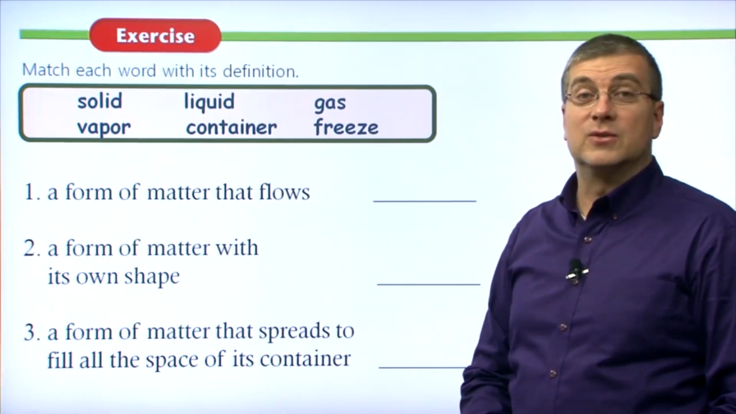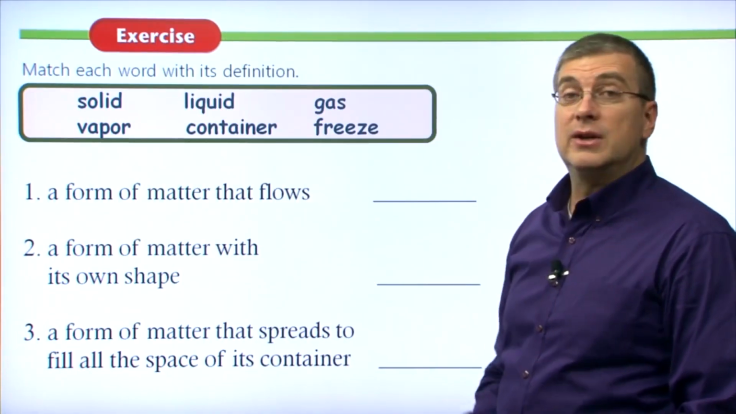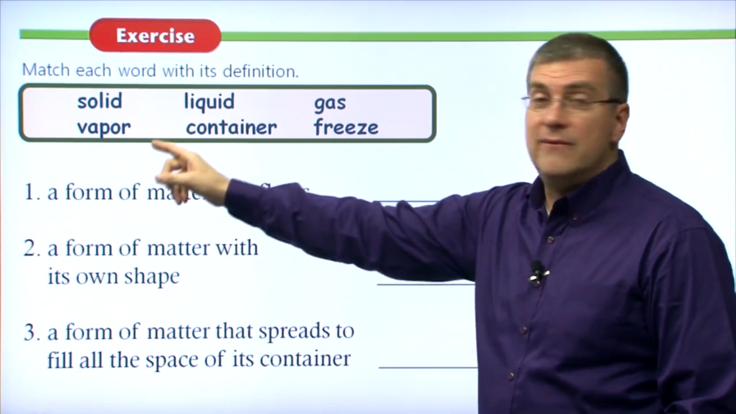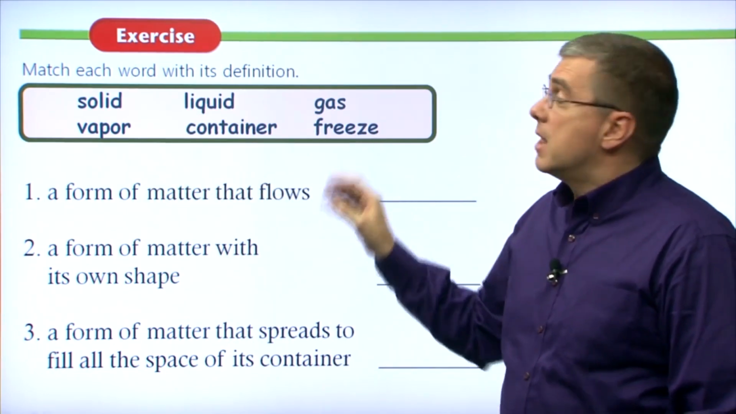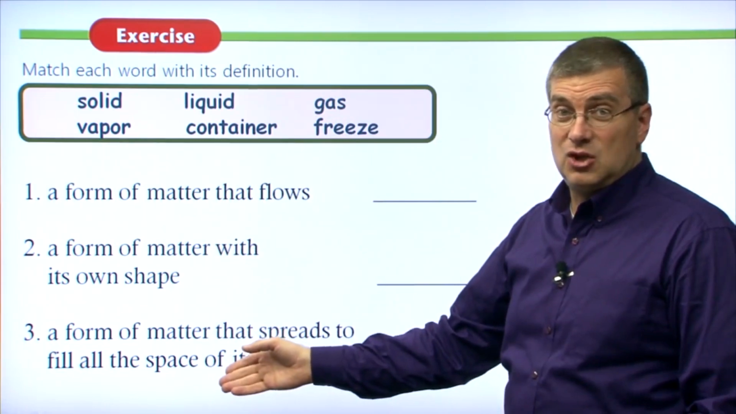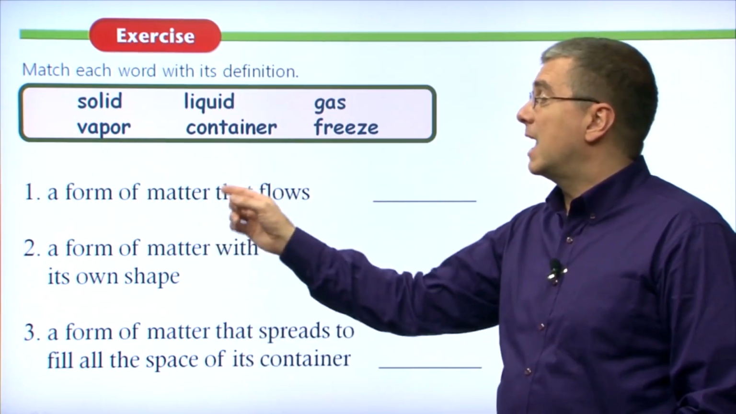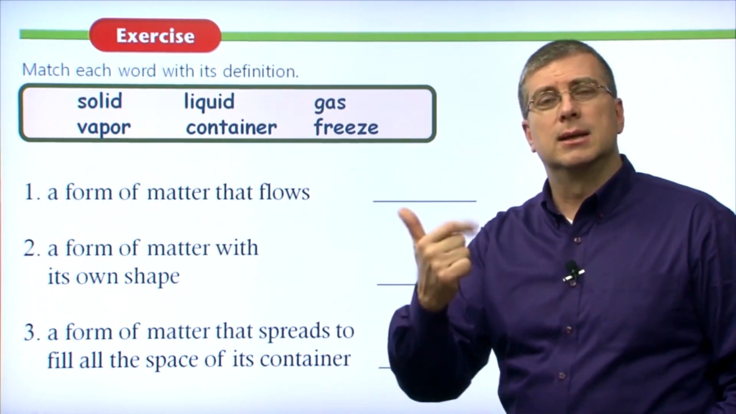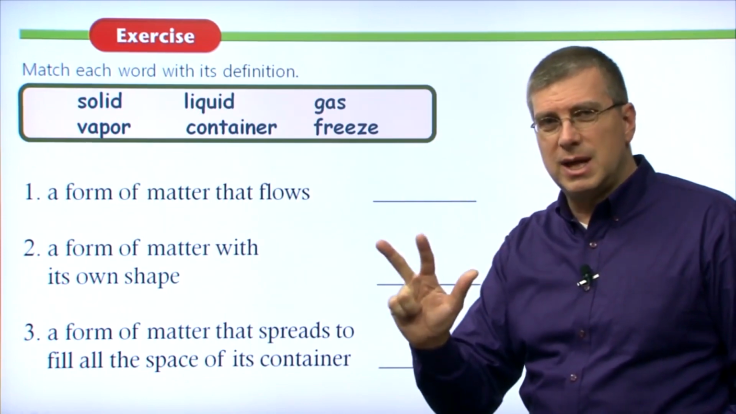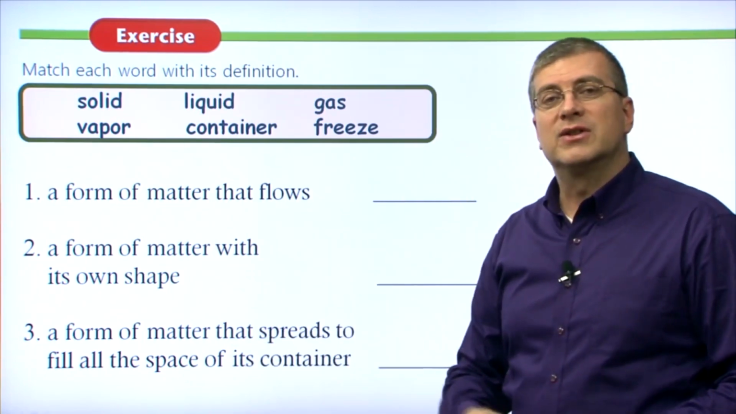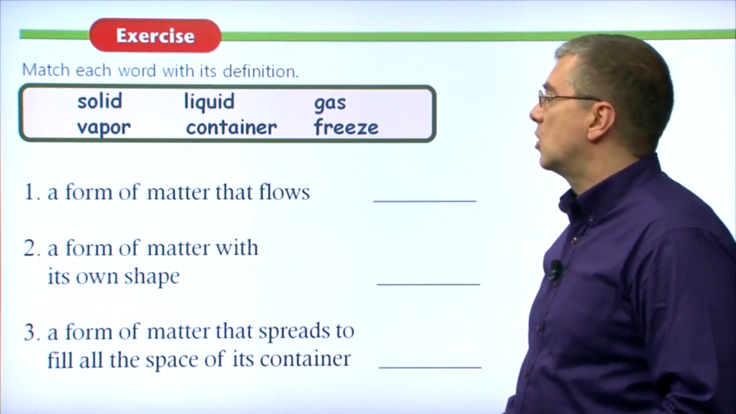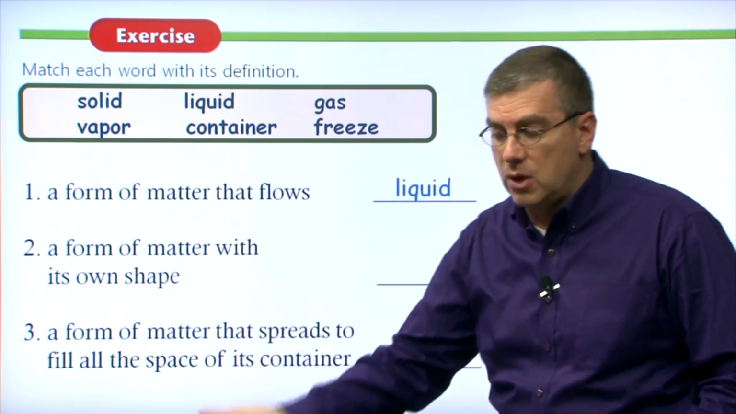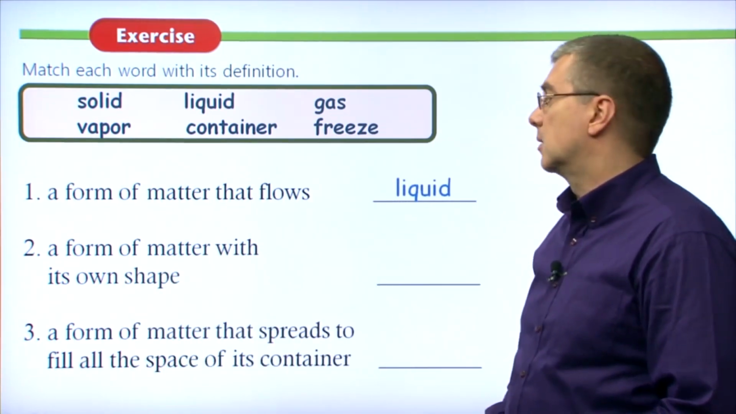Okay, now let's take a look at these words we've just talked about and match them to their definitions. The words that we have here: solid, liquid, gas, vapor, container, freeze. These are our words. Let's match them to the definitions. The first definition is 1. A form of matter that flows. Remember the different forms of matter: solid, liquid, gas. Which one of those three flows very smoothly from one area to another? If you chose liquid, that would be correct, because if you pour water out from a pitcher, it will flow onto the table or the ground.